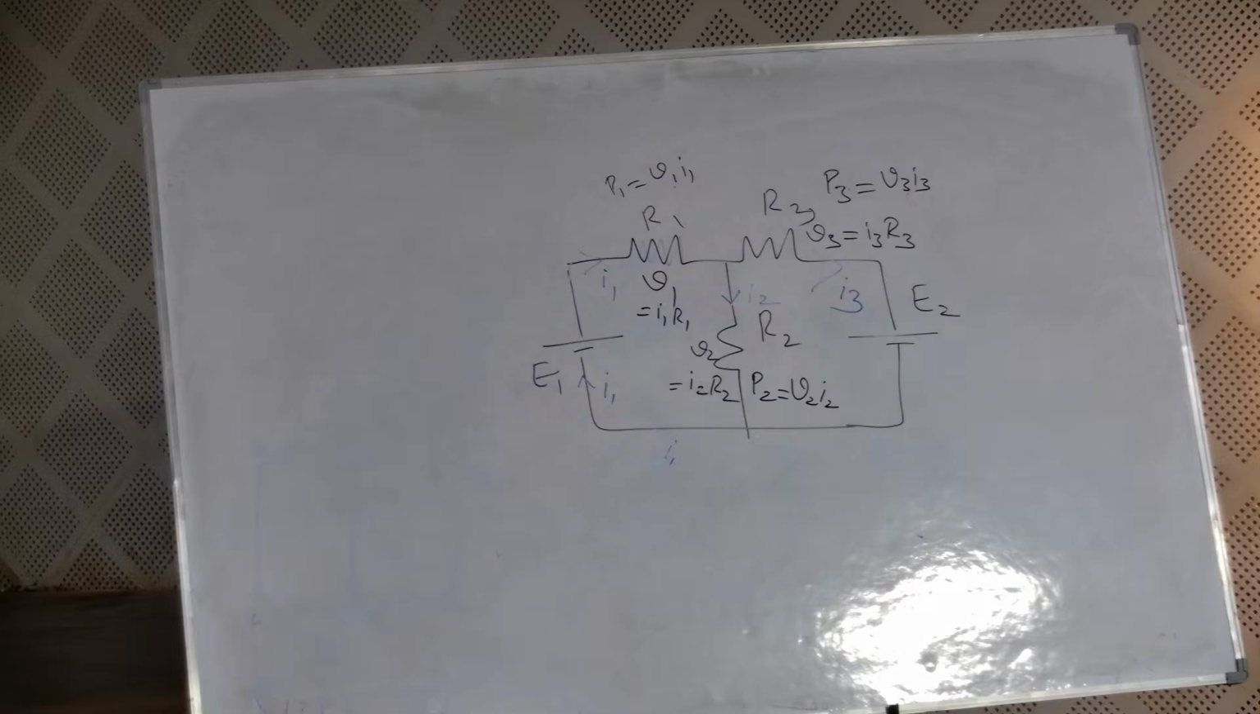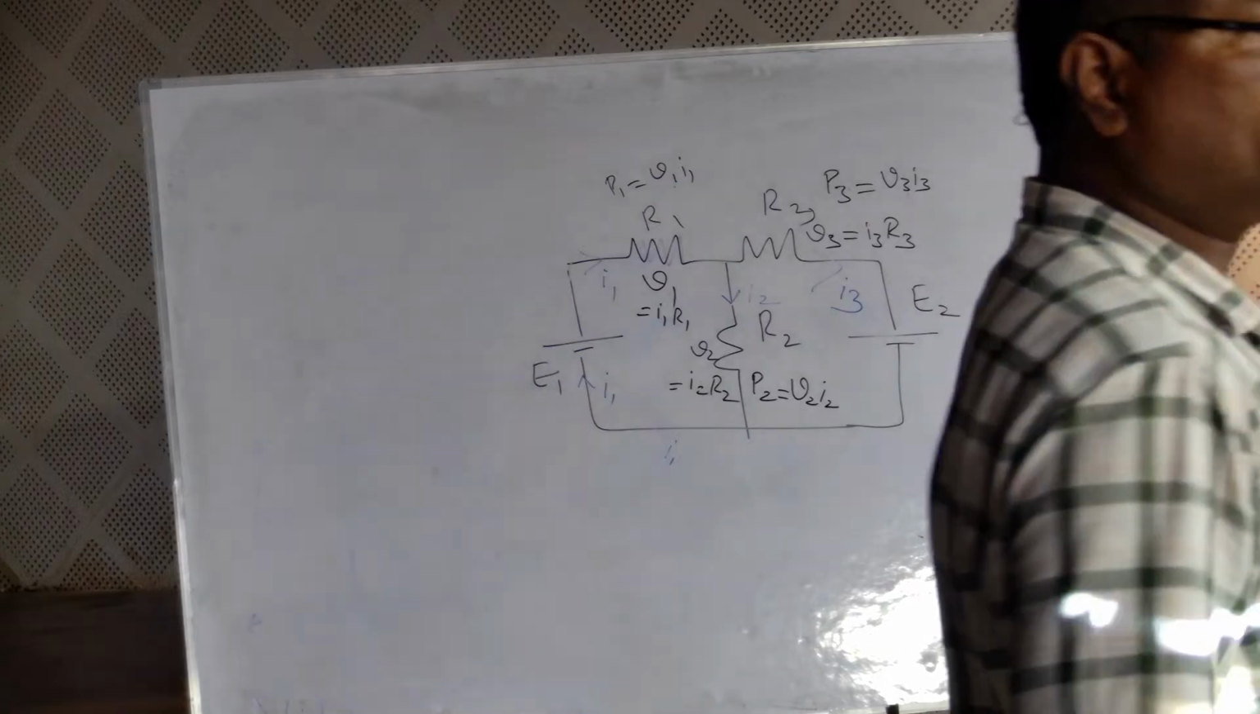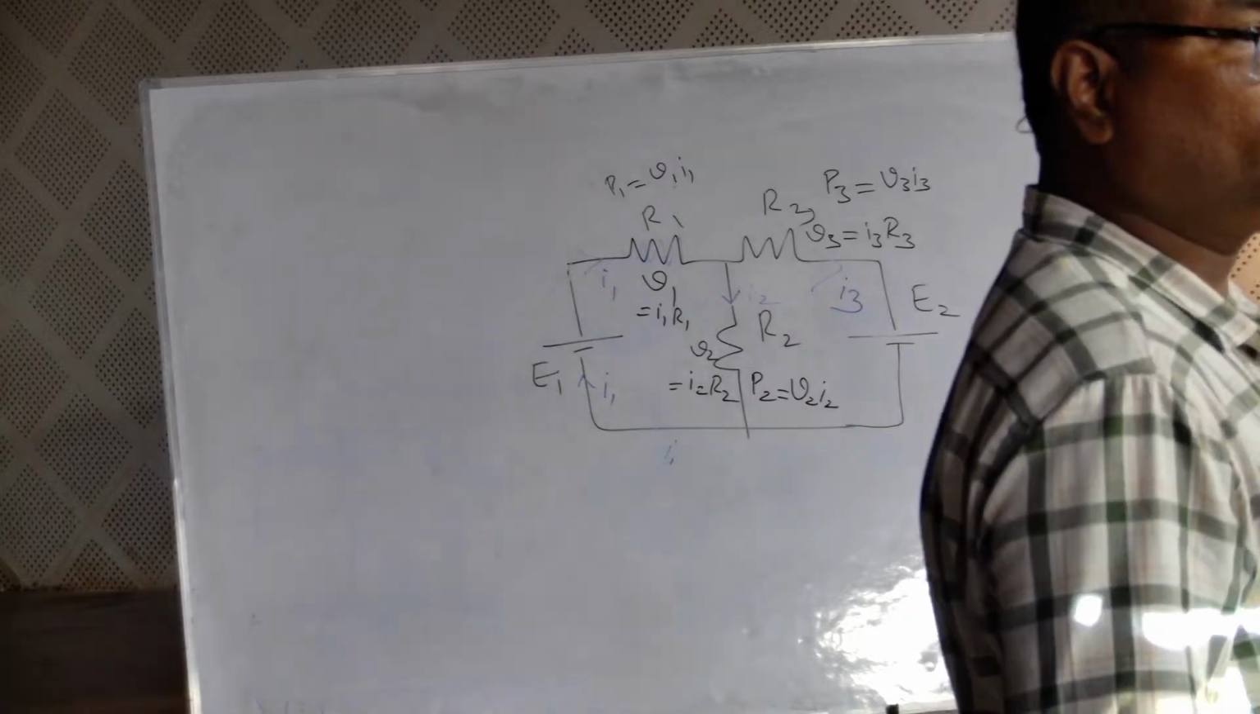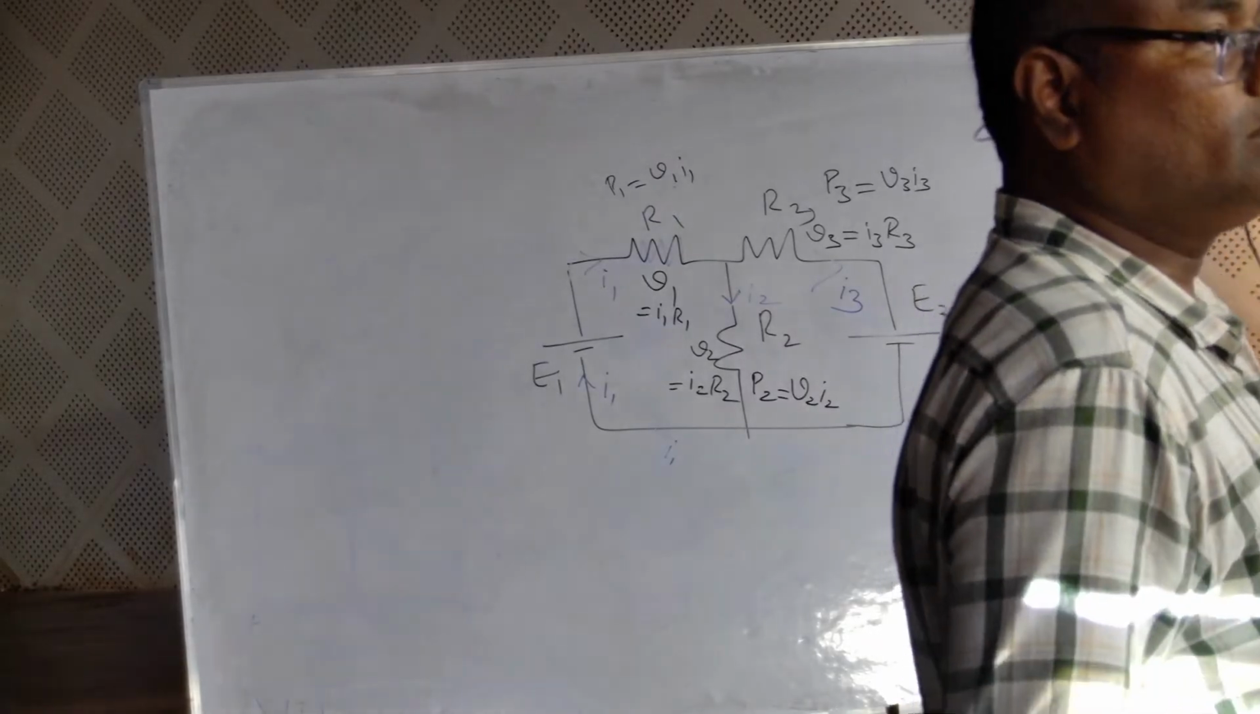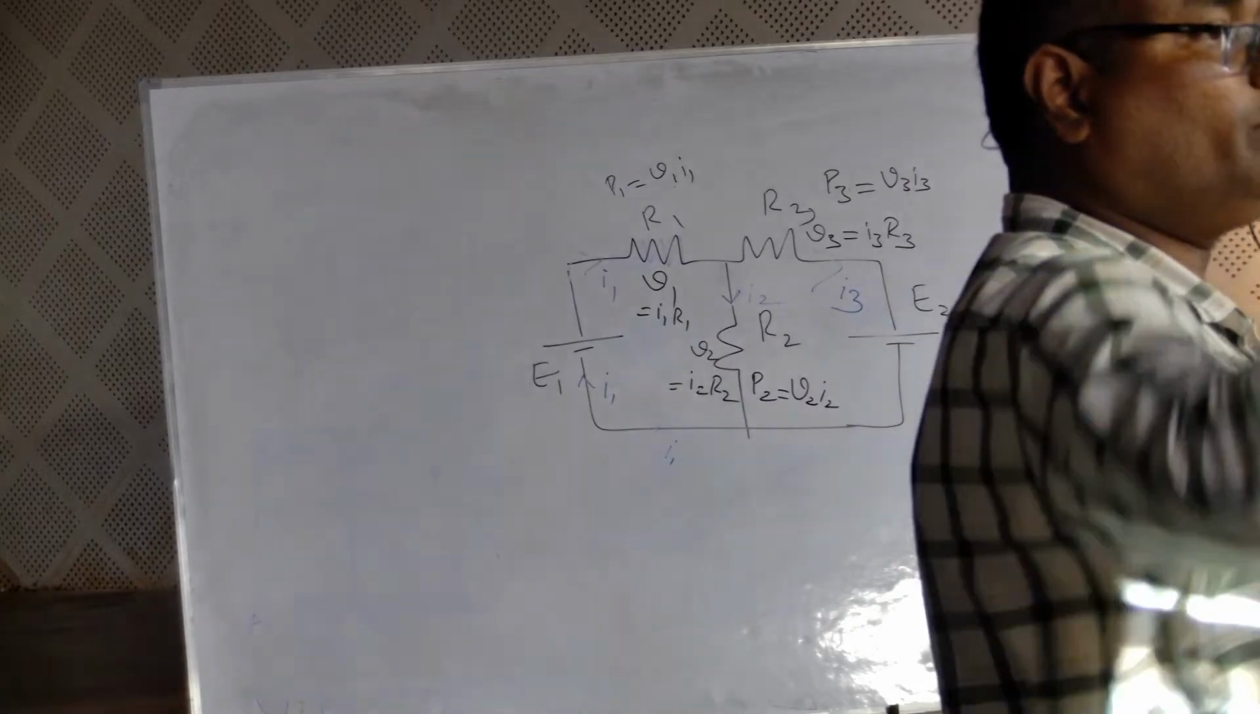It is a 10 marks question. We have to find it out. It's a simple problem, go for practice. Now you got it? First we have to find the branch currents, then we'll get the voltage drops, then we'll get the power consumed.